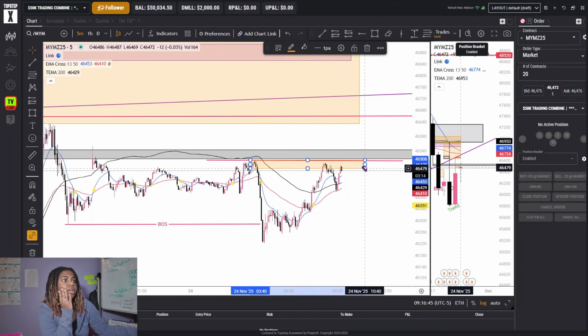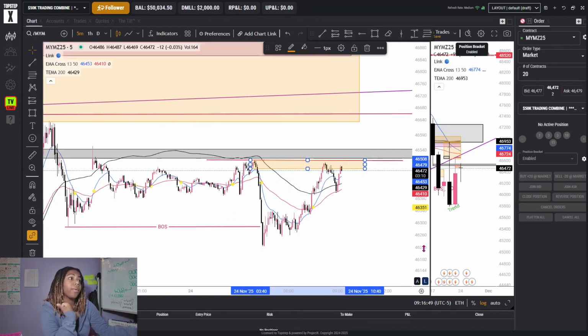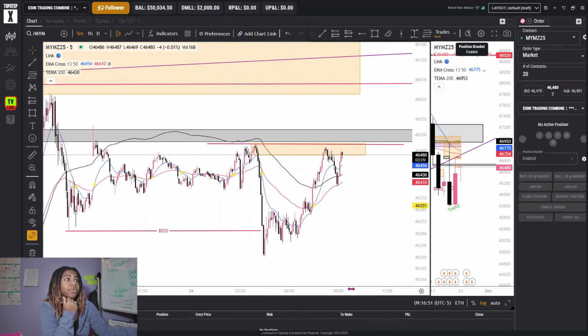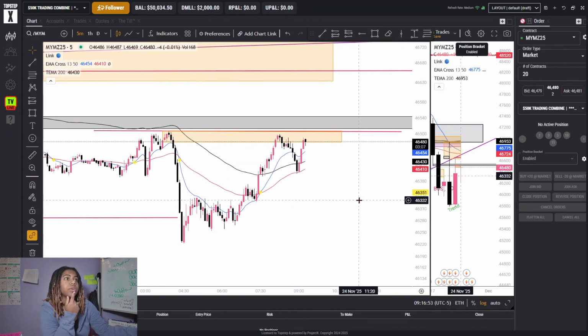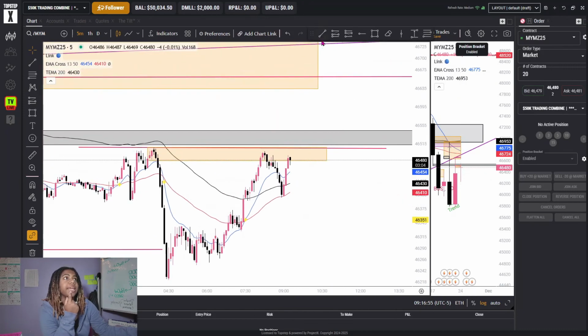Now price could either go above these highs and wick it, which is taking liquidity, or it could respect this zone and push lower. So we will wait and see.